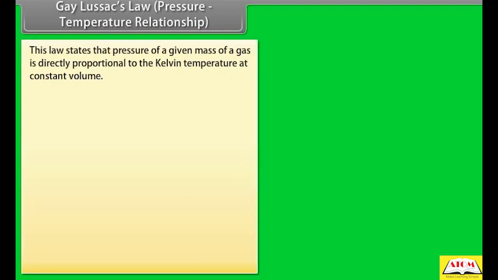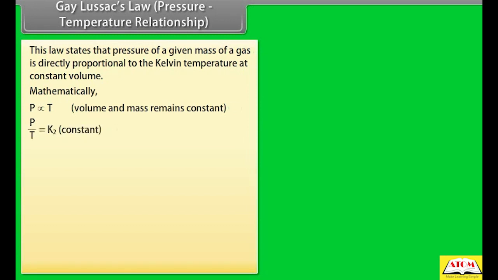Gay-Lussac's law, pressure-temperature relationship. This law states that pressure of a given mass of a gas is directly proportional to the Kelvin temperature at constant volume. Mathematically, pressure is directly proportional to temperature at constant volume and mass. P by T is equal to K2.